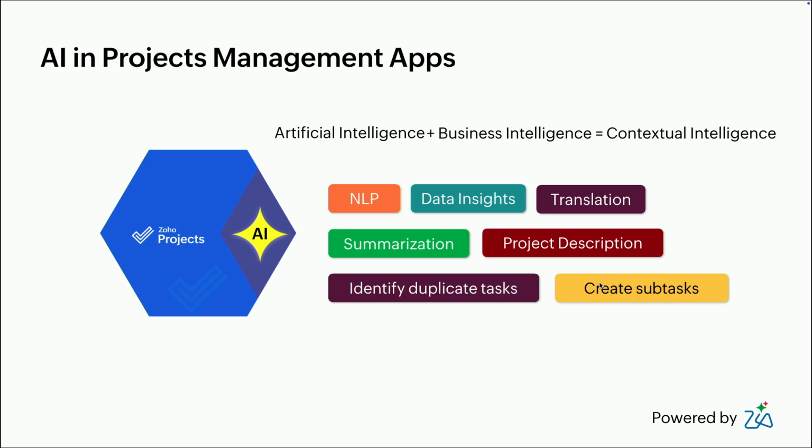What's coming up in AI as well: Projects has a contextual AI using Zia. These are some things you can do with NLP. As I said, you have project summarization. You type in a project, and it gives you a project summary using Zia. You can identify duplicate tasks. You can translate. And this is our key thing, right? AI plus BI, artificial intelligence plus visual intelligence, gives you contextual intelligence. Anything with context makes sense.